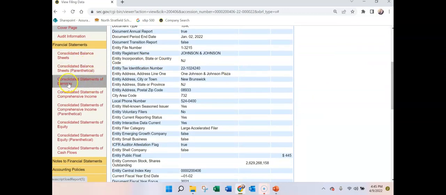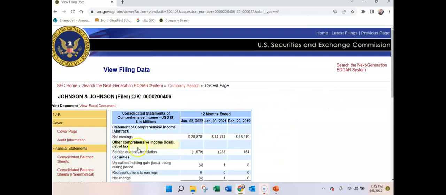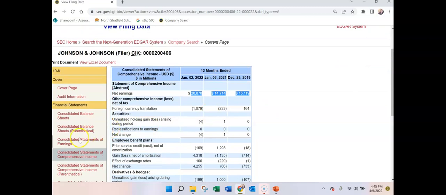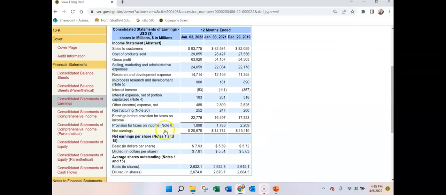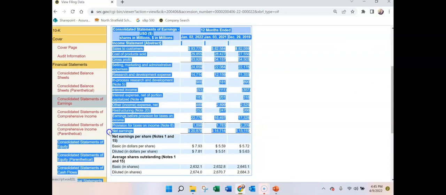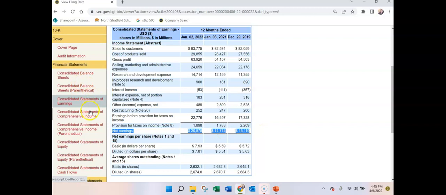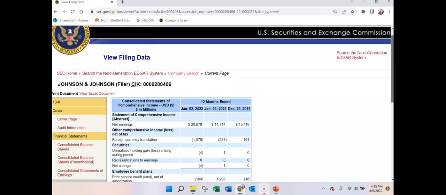See my balance sheet, my income statement, and then my statement of comprehensive income. And as expected, it starts with net income. They call it net earnings. These numbers should tie to the income statement. So if I want to just quickly check that, I come to the income statement. And I see those same net earnings or net income numbers that I see in the statement of comprehensive income. So here is the starting point for my statement of comprehensive income.